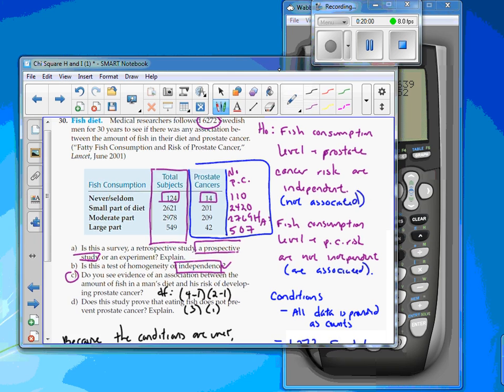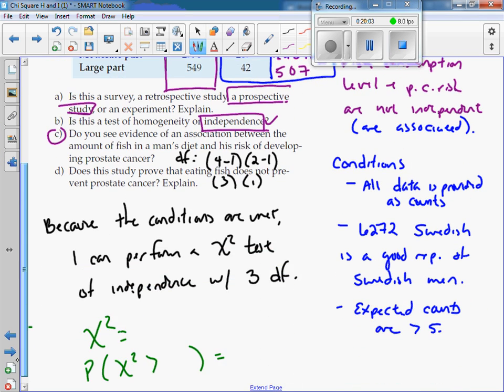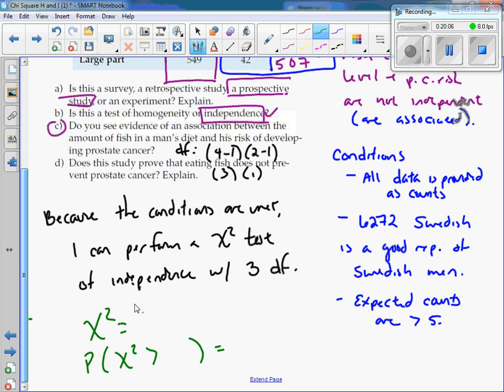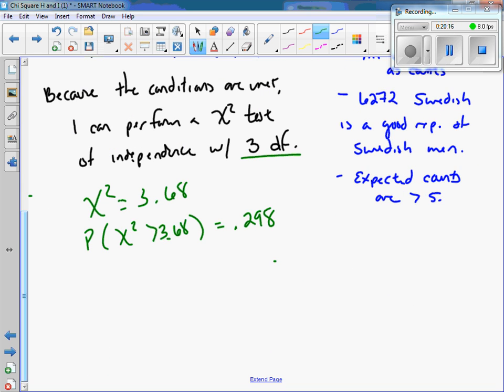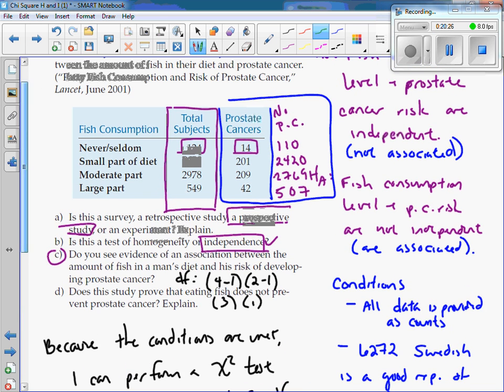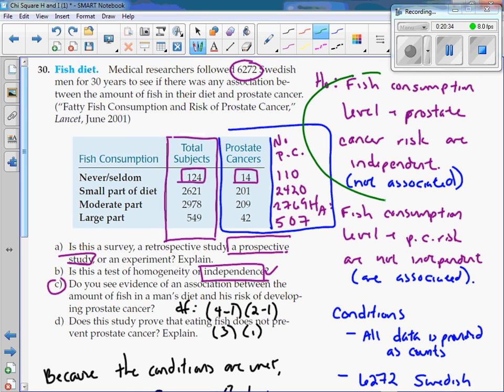So chi-square 3.68 equals p-value 0.298. We already said there's 3 degrees of freedom. So our p-value is high. So we fail to reject the null hypothesis. And so that means we think that, circle the wrong one, that means we think that fish consumption level and prostate cancer risk are independent or not associated. In part D, it says, does this study prove that eating fish does not prevent prostate cancer? No, it doesn't prove anything. We showed they were not associated.